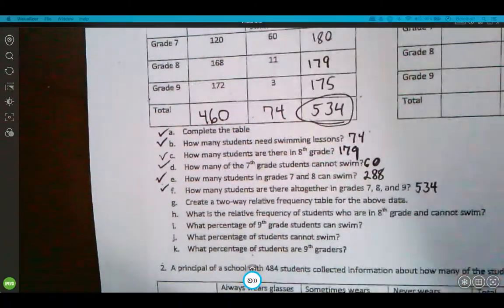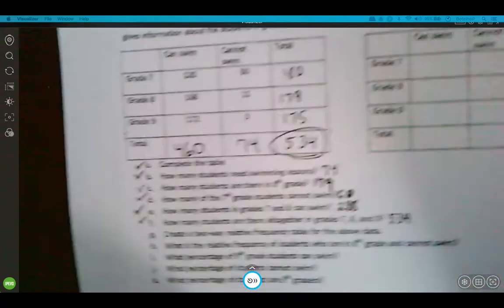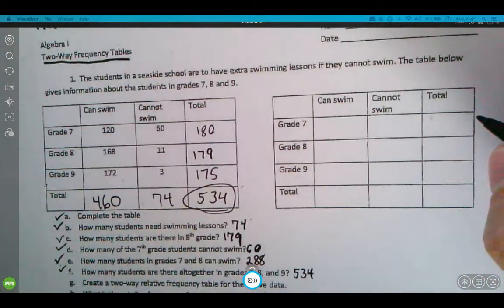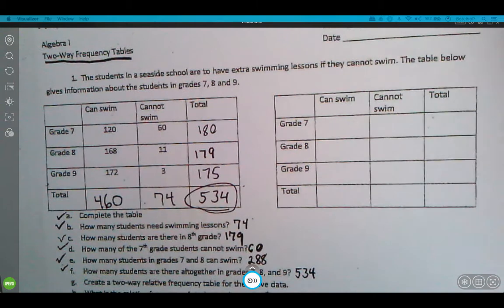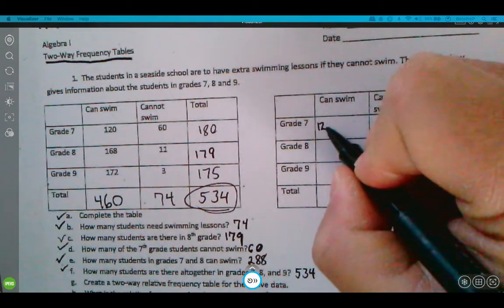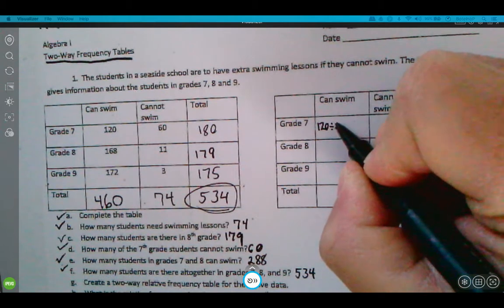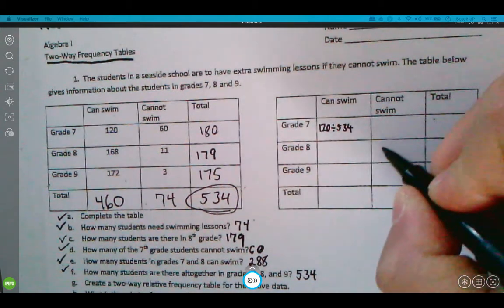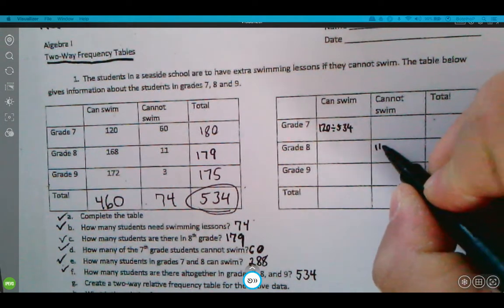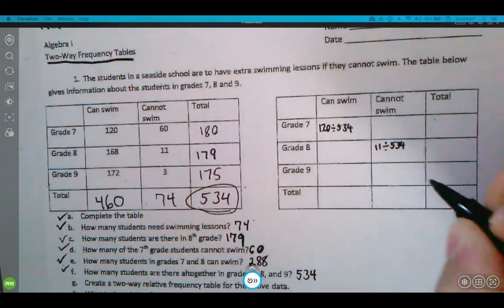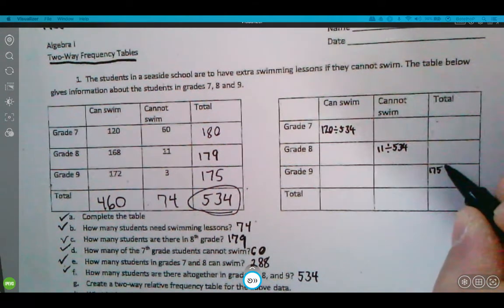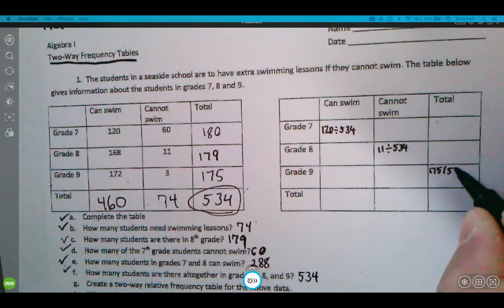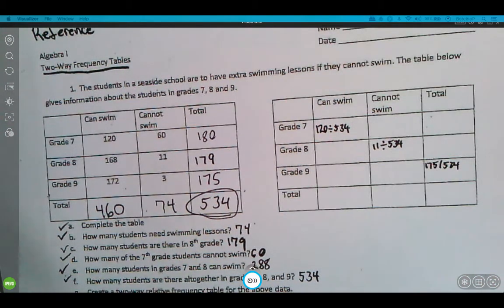The big thing I was trying to explain on Friday was that you're always dividing by that number. To get changes into relative frequencies, relative frequency is a type of ratio or percent, really. So I'm always going to do 120 divided by 534. I'll just go diagonal here: 11 divided by 534. And then the next one, the total here, is 175 divided by 534. These usually come out as decimals.